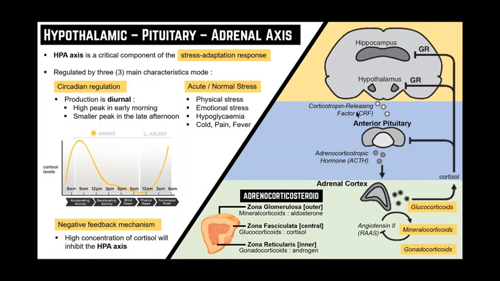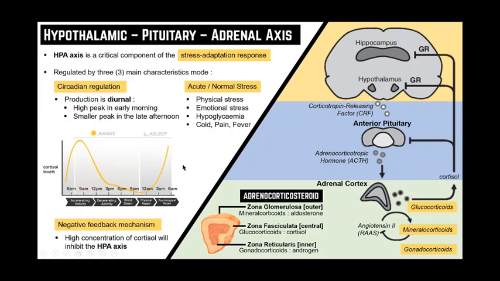I want you to have a look at the picture here first. You can see a picture of your brain, your pituitary gland, and also the adrenal gland, which produces cortisol by the HPA axis. The HPA axis involves a complex set of interactions between these three organs. To make it clear, cortisol is a natural glucocorticoid, meaning that it is produced naturally in our body through circadian regulation. The production of cortisol is diurnal.